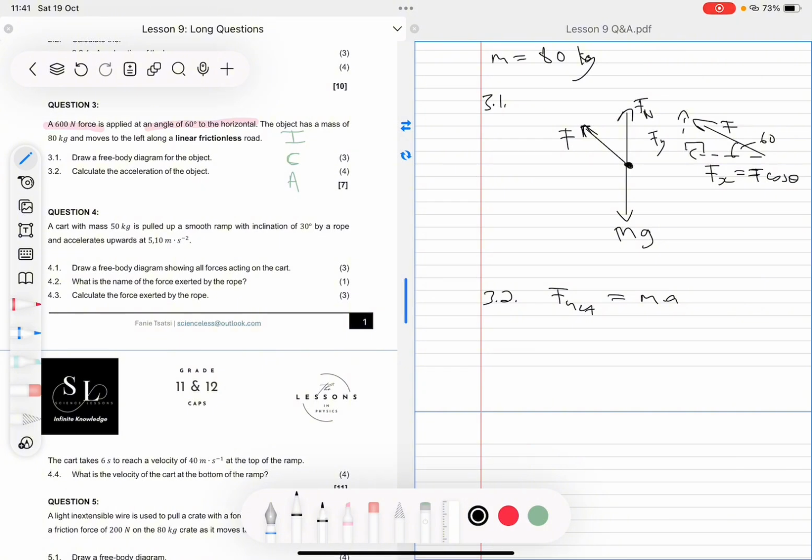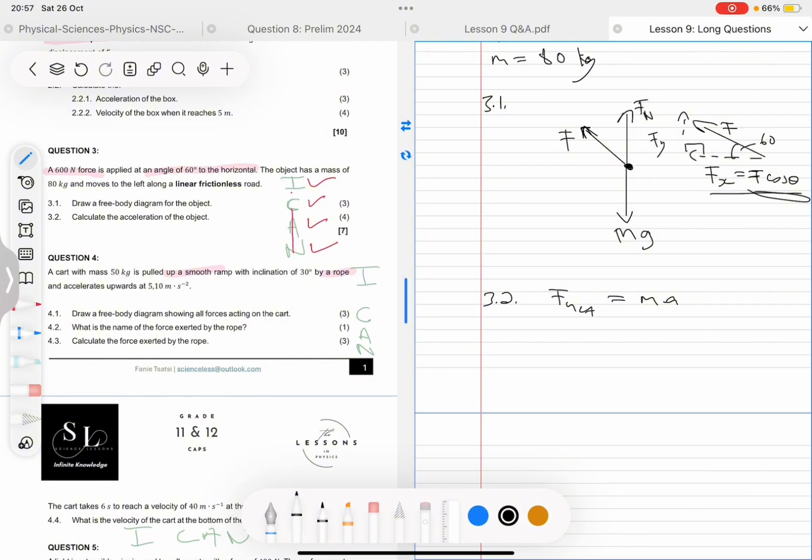Now, to understand how I came to this point, please go to the previous lessons. I have different cases where I break down how to get to this formula. Now, in this case, it means when I add my forces, I will have the force in the x, which is given by the negative F cos theta.